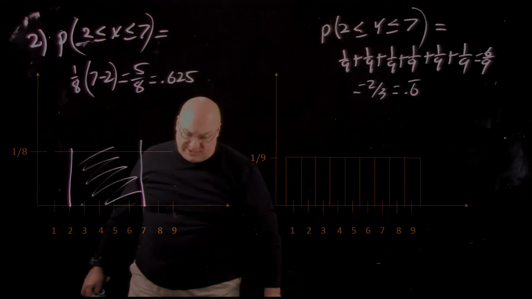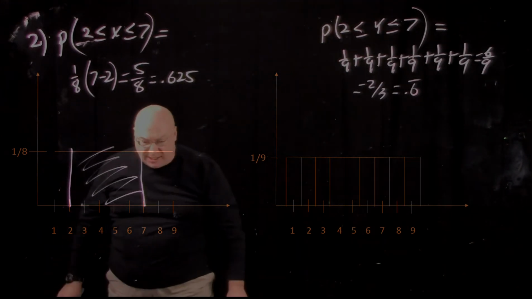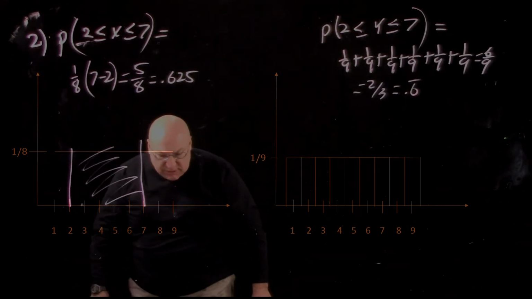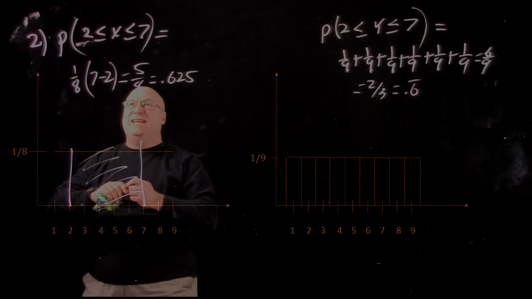Let's contrast this with number 3. Number 3 says the probability that 2 is less than x and less than 7.